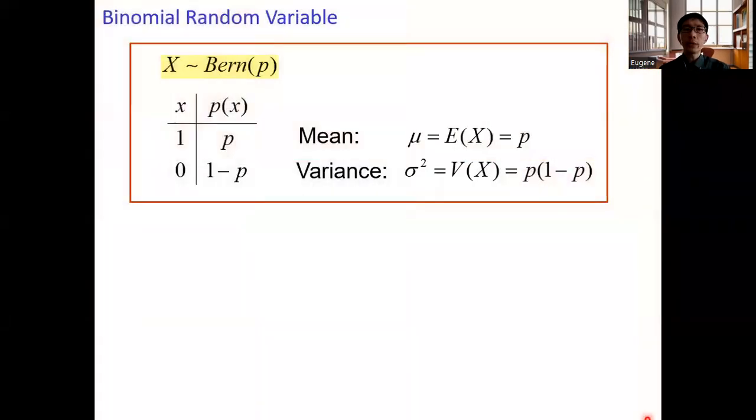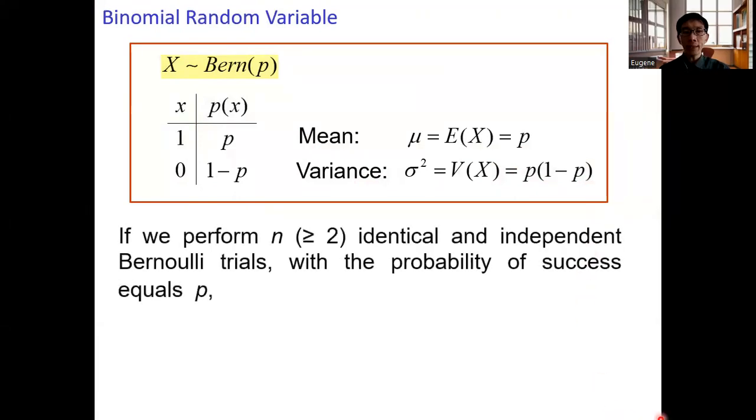Let's get back to the Bernoulli distribution. A random variable x follows a Bernoulli distribution with parameter p has the following PMF table. We assign a value 1 for x if the trial is a success, or else assign a value of 0 for x. X equals 1 with probability p, and x equals 0 with probability 1 minus p. The mean for the distribution is p, the probability of success, and the variance is p times 1 minus p.